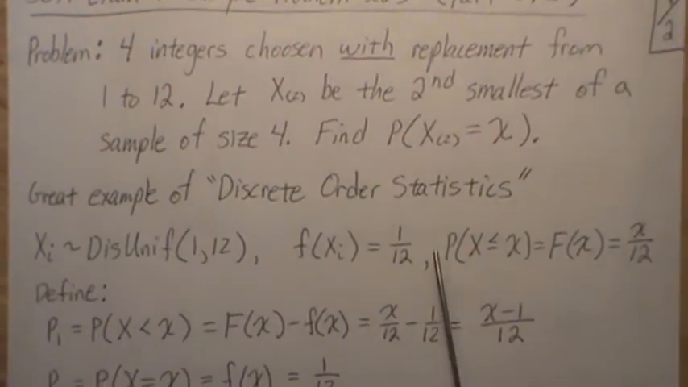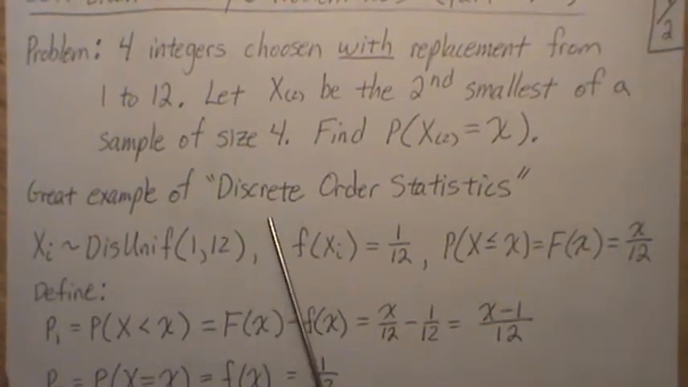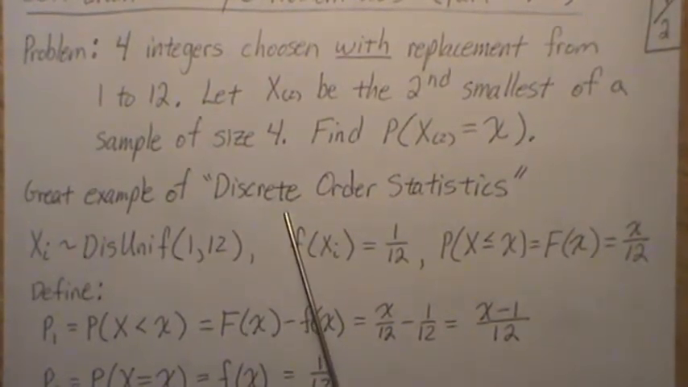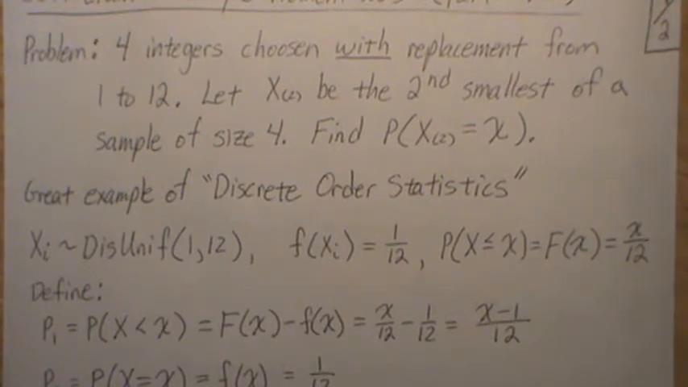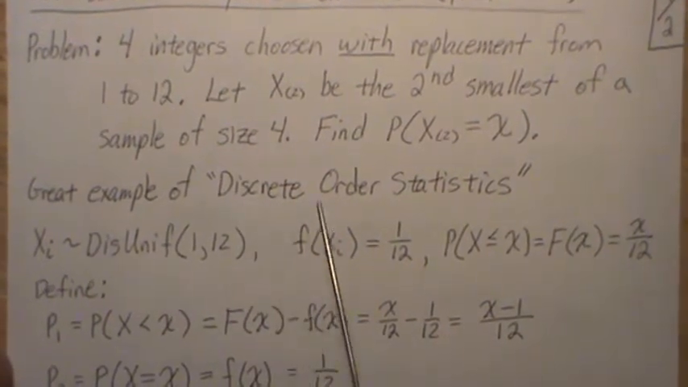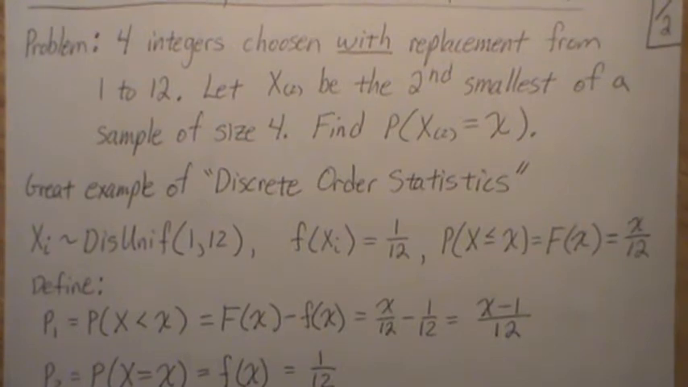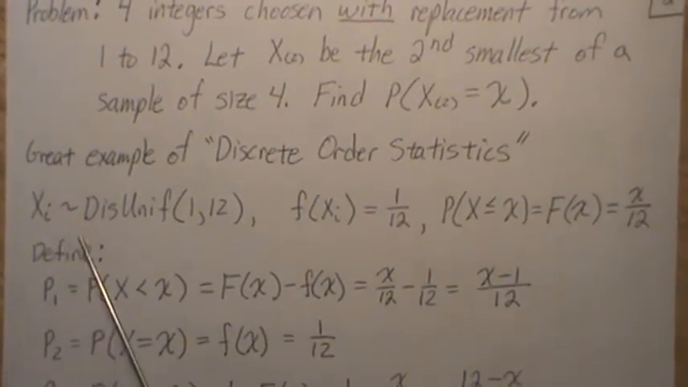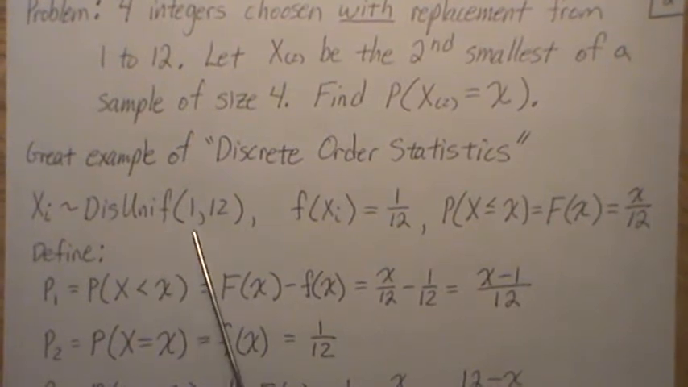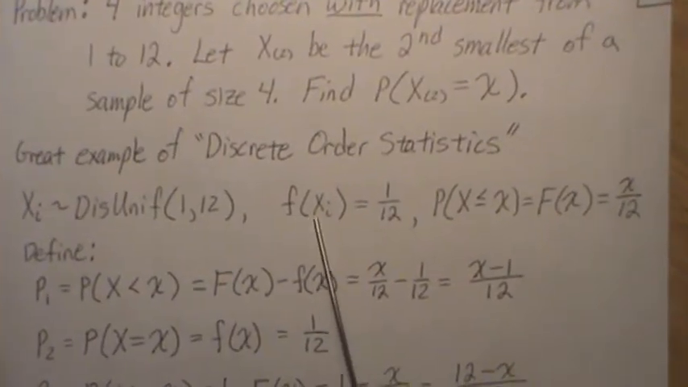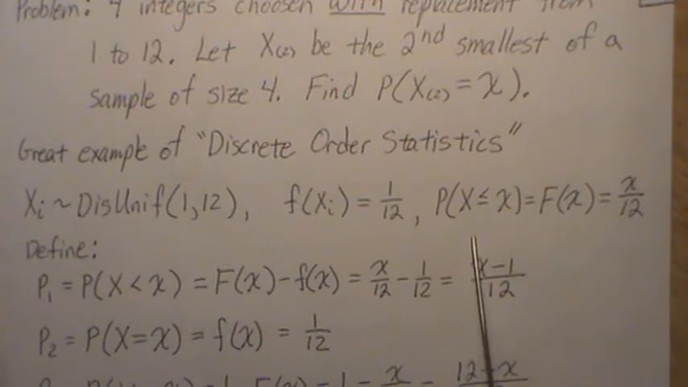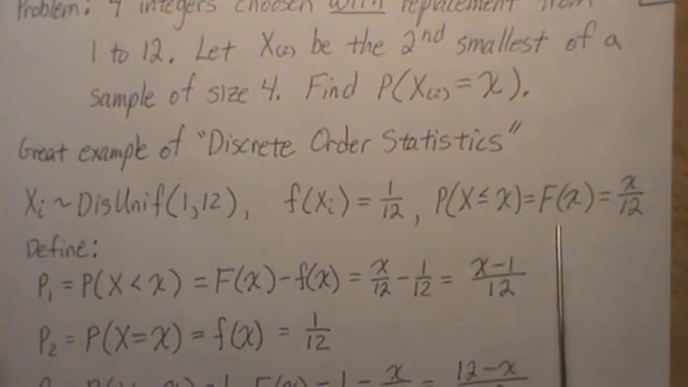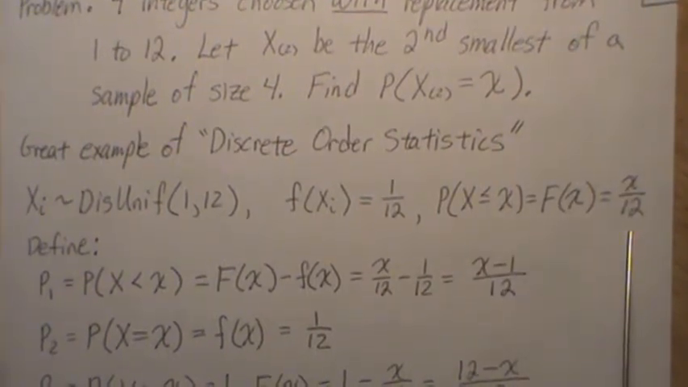My personal thought is this is a great example or introduction into discrete order statistics. I have a video called Discrete Order Statistics where we go into a little more depth and are a little more general than what we'll do in this example. So here our data Xi is discrete uniform from 1 to 12. That means the probability mass function is 1/12. The CDF, capital F of x, is x over 12.